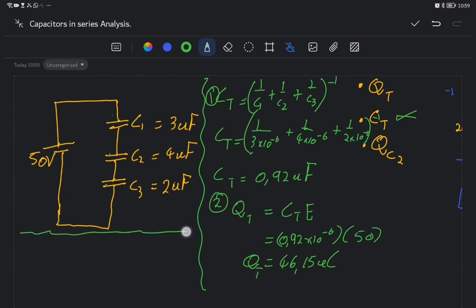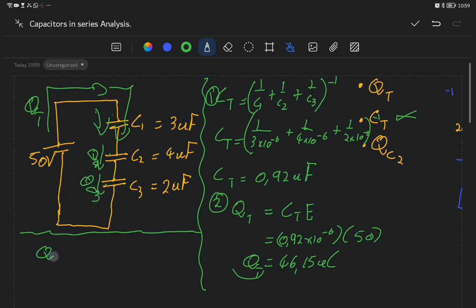Now let's jump into finding our QC2. They're looking for the charge here. Remember, QT is the charge from the battery. The same charge will be found in QC1, the first one, and the same charge will be found in QC2, and the same charge will be found in QC3. So QT is equal to QC2. Therefore, QC2 is equal to 46.15 microcoulombs.